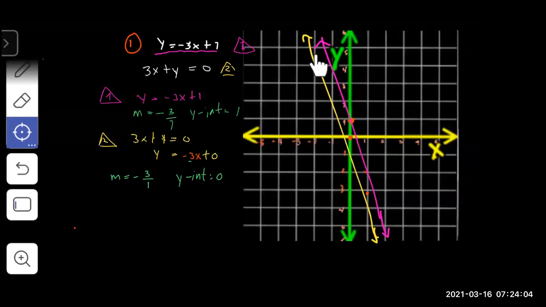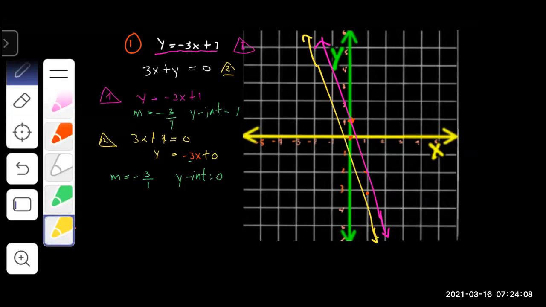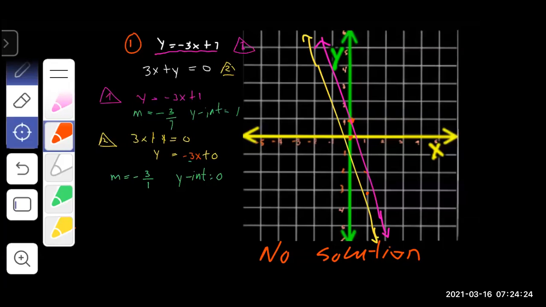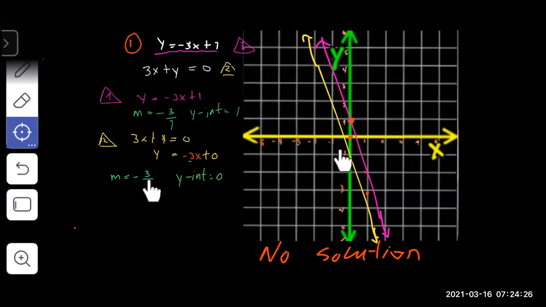Okay, and in this case, guys, what is my solution? What are you going to say if they never cross? No solution. There's no solution because they never cross, they never intersect each other. Okay, that's no solution, guys. This is the case when there is no solution for this system because there is no point where the graphs intersect each other. Okay, let's have a look at this one.